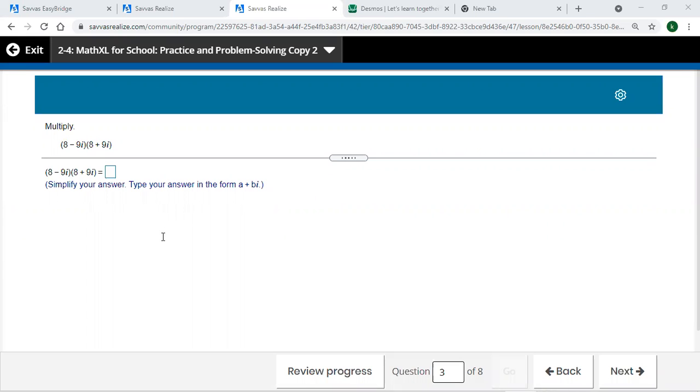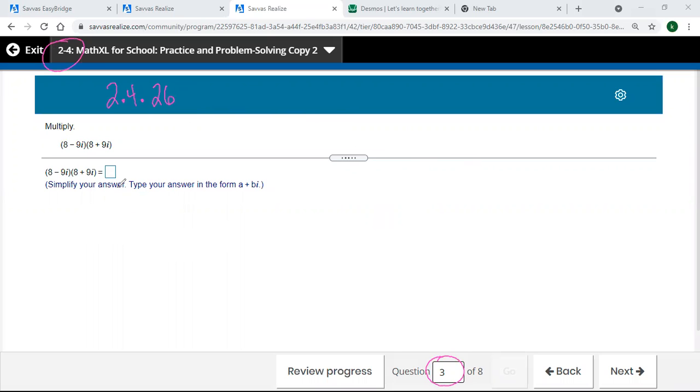Hope you're doing okay with these imaginary and complex number problems. We're in lesson 2.4 for Algebra 2 here. Number 3, so we're just kind of clicking away at these. Keep after them step by step, one at a time, you'll get there.